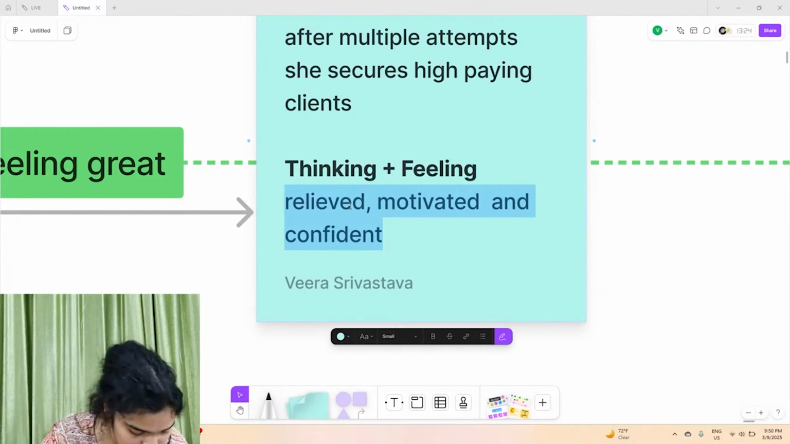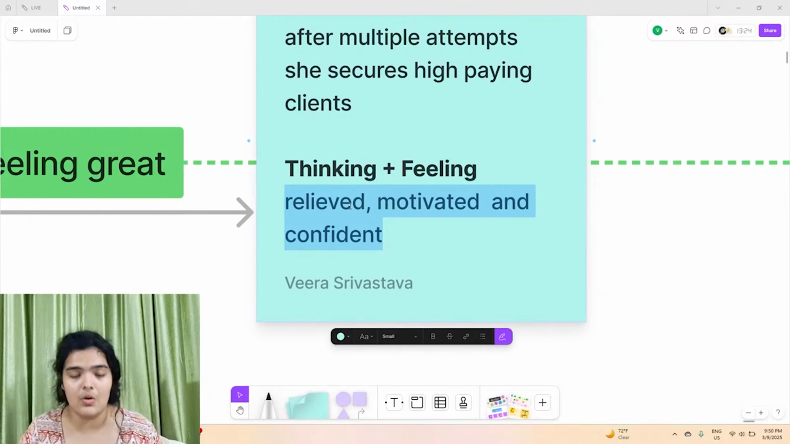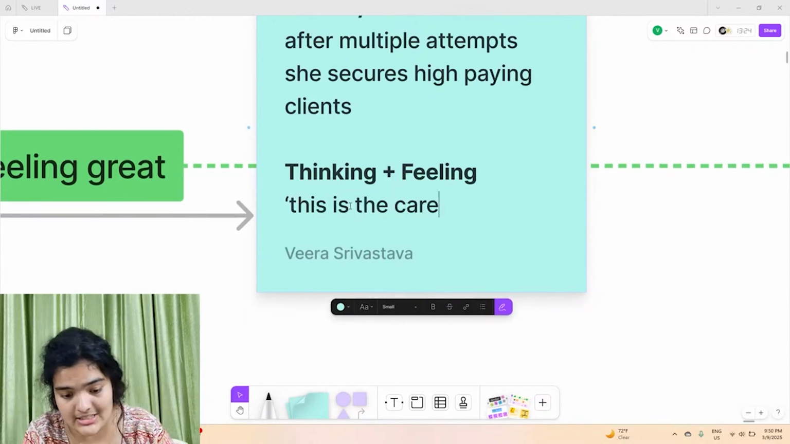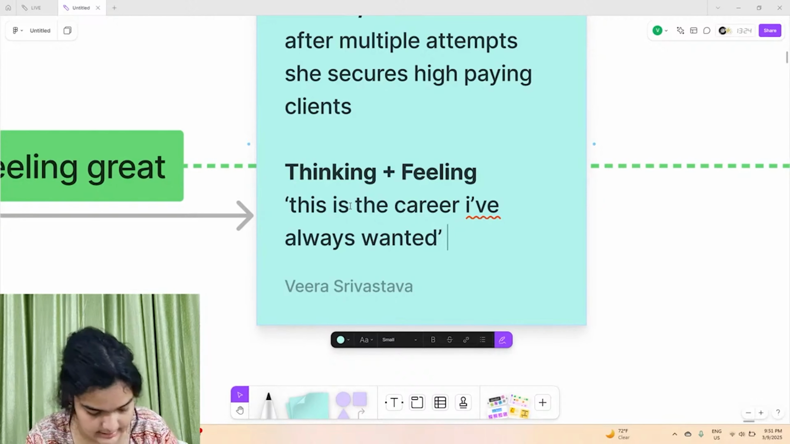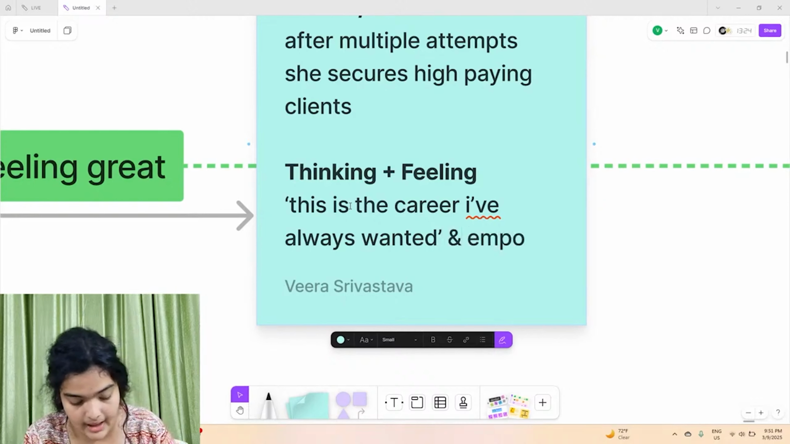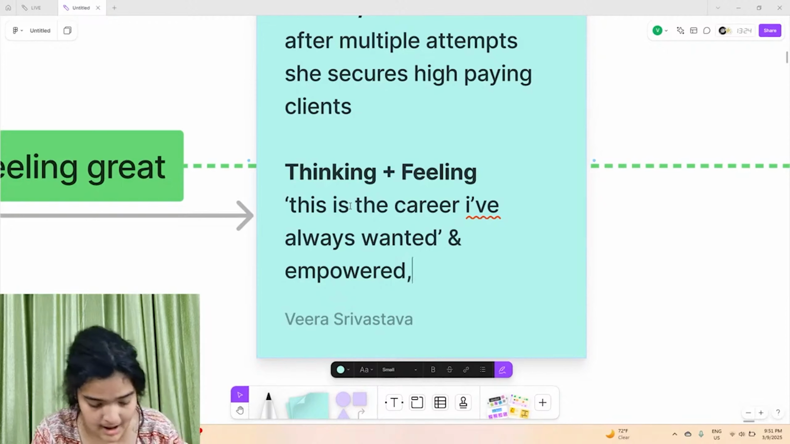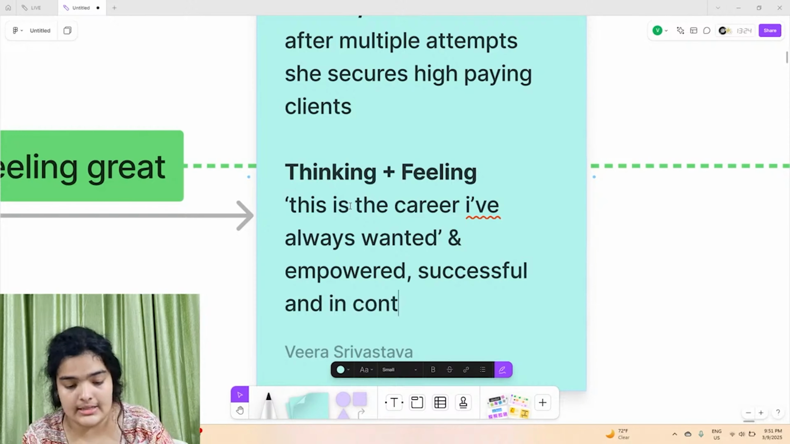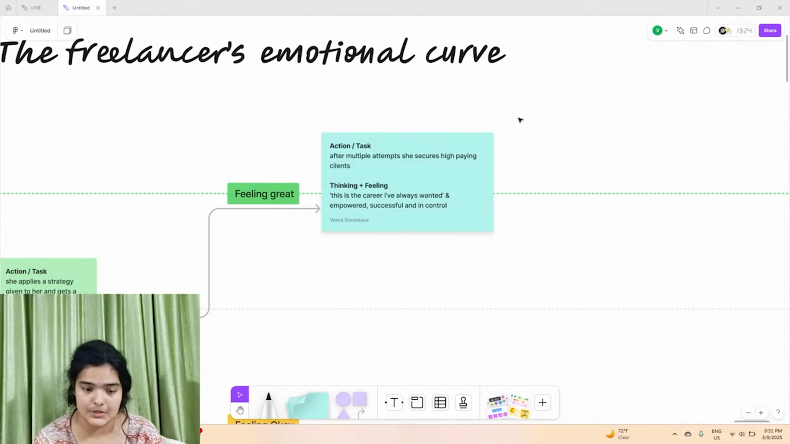Now she's thinking, this is the career that I've always wanted. She's empowered, she's successful, and she is in control. Now she's actually successful at what she's doing. I'm pretty sure you could write this in a better way if you wanted to. Empowered, successful, and in control. That is exactly what we want for the user. And this is the final part of what this person is thinking or feeling.